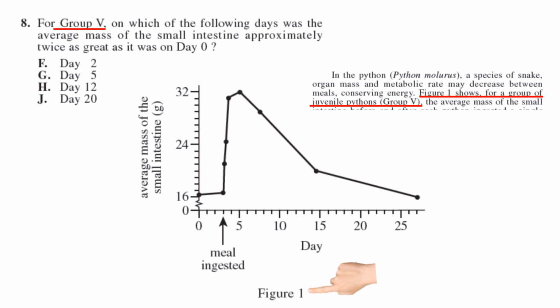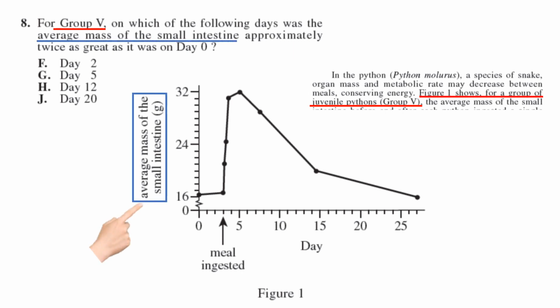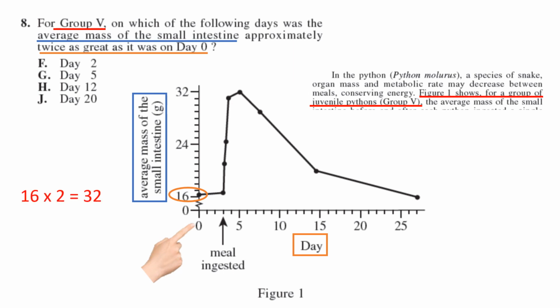On which of the following days was the average mass of the small intestine, so we're using that axis, approximately twice as great as it was on day 0? So day 0, the mass is 16, twice that is 32. We go up to 32, and that is going to be on day 5. Luckily, day 4 was not a choice, right? Because day 4, you might have accidentally chosen this little dot right here, but day 5. G.